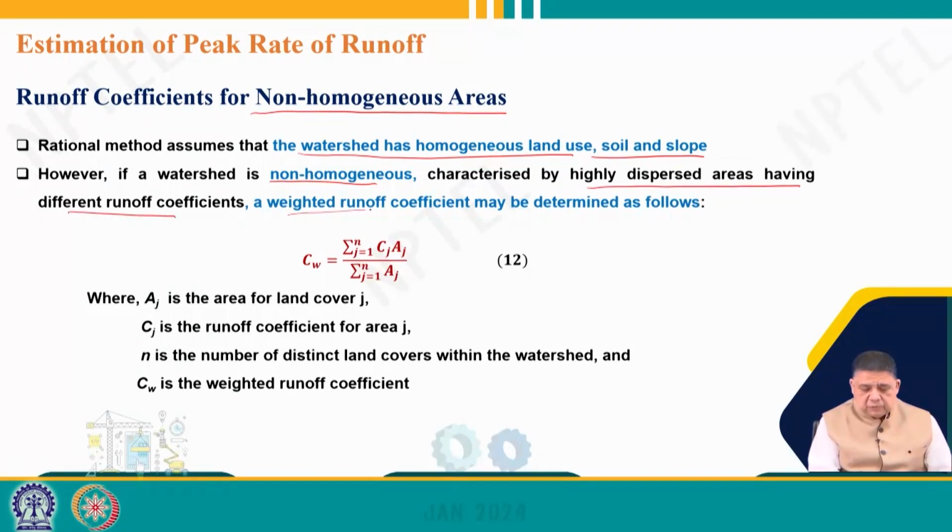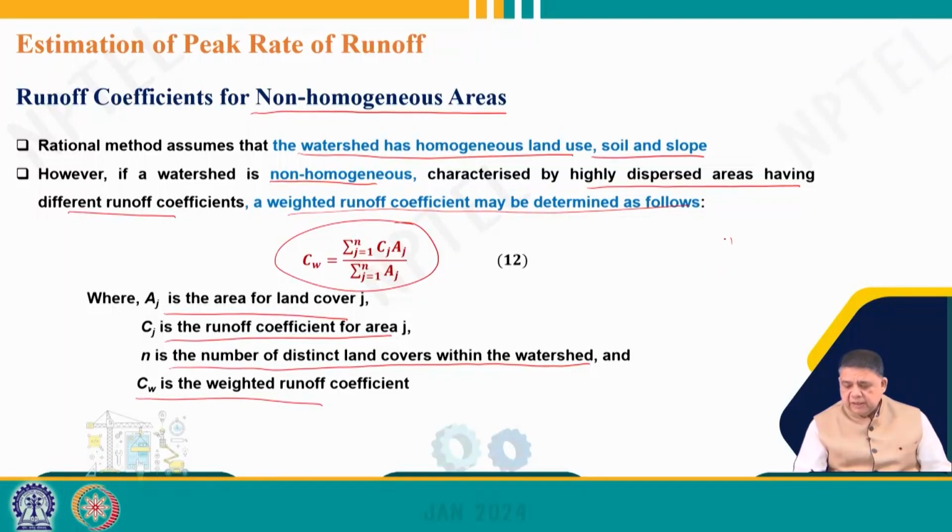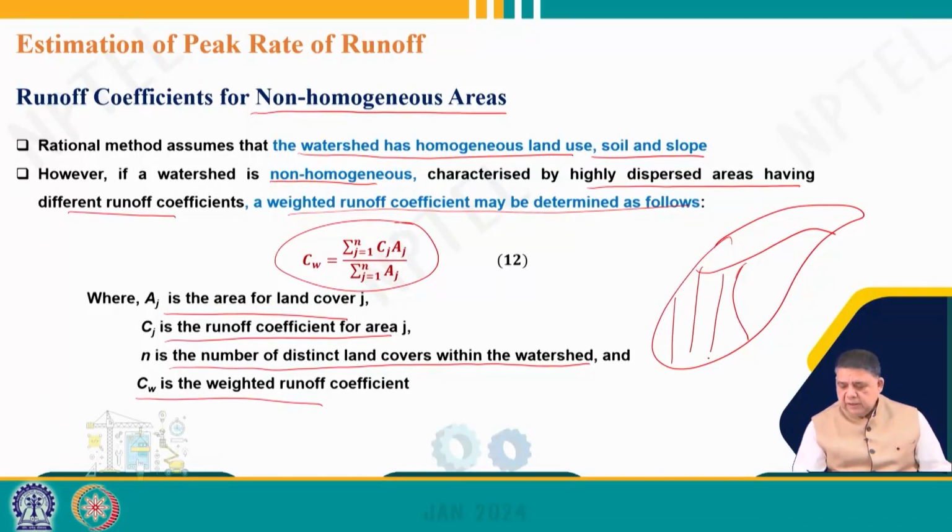In such cases, we have to use the weighted runoff coefficient, using this relationship: Cw equals the sum of Cj Aj divided by the sum of Aj, where Cj is the runoff coefficient of area j, N is the number of distinct land covers within the watershed, Aj is the area of that land cover, and Cw is the weighted coefficient. So, for example, if you have a watershed where you can distinctly see that there are 3 different uses or land characteristics, based on land slope, land use and soil.